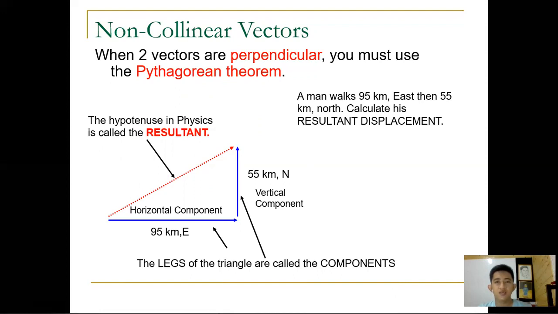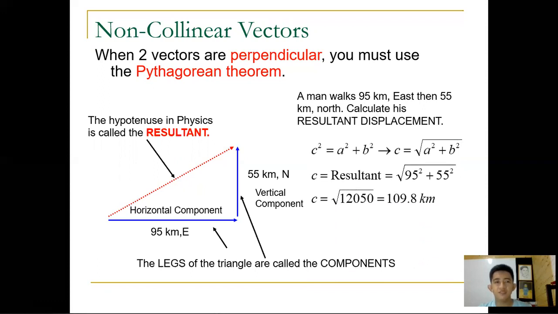To calculate this, we need to use the Pythagorean theorem. So we have c squared equals a squared plus b squared, which can be transformed into c equals the square root of the sum of a squared and b squared. So c, our hypotenuse, is our resultant, which is equal to the square root of 95 squared plus 55 squared, which is 109.8 kilometers.